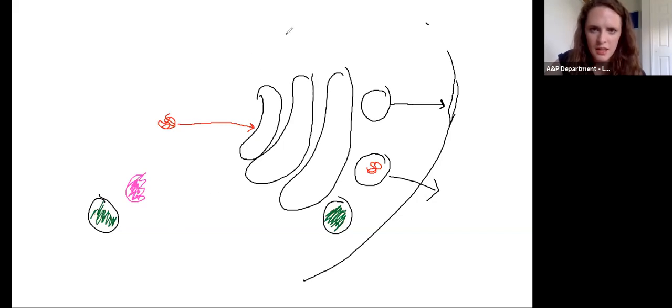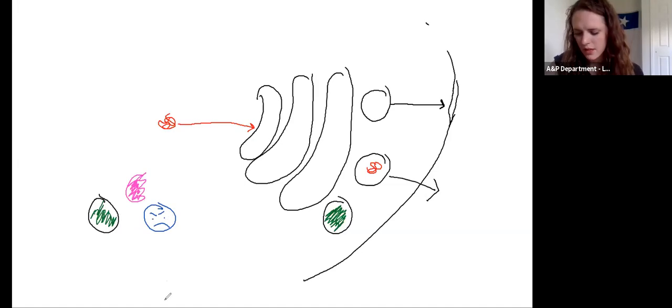Another thing that the lysosome can take care of is bacteria. So let's say we've got an invader in here, bad guy. This lysosome, just like it did with that broken ribosome, can fuse with the bacteria, release its poisons onto the bacteria, and kill the bacteria.